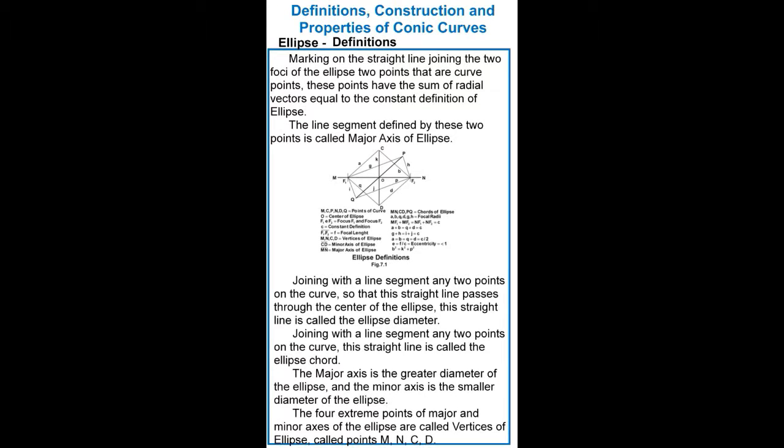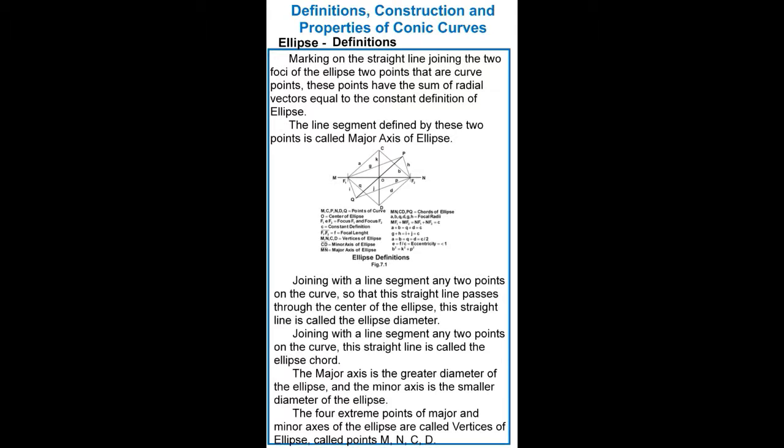In this slide, the main elements of the ellipse are still present. Figure 7.1 is represented. Also, on the major axis, the points M and N are the ends of this line segment. The points M and N are also points of the curve, and the sum of the dimensions of the radius vectors has the value of the constant of the definition of the ellipse curve.